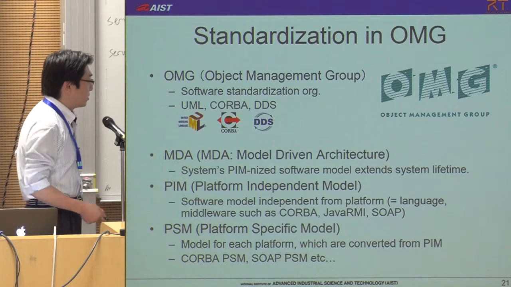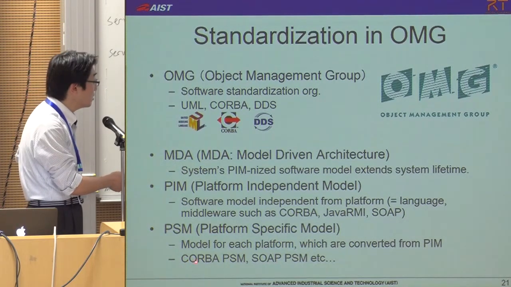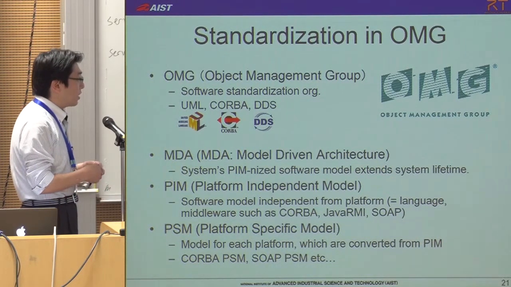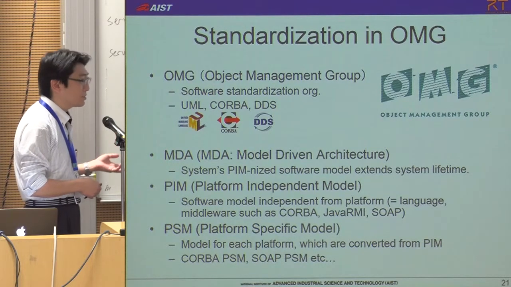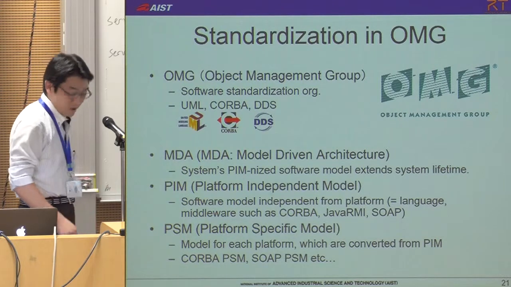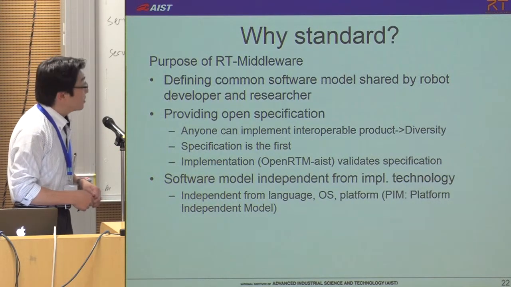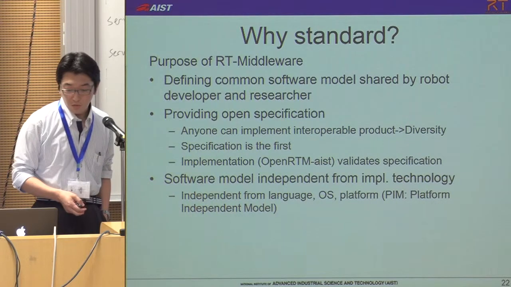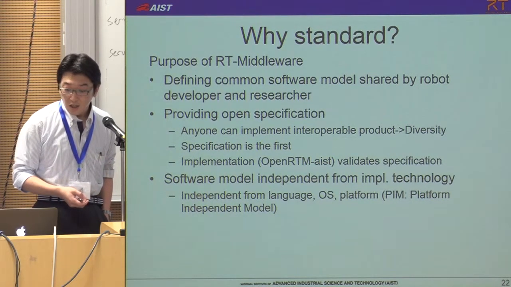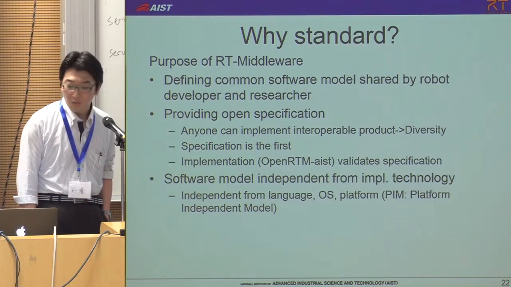And the other model is the platform-specific model. This depends on the specific language or middleware. In OMG, we usually standardize the specification in two parts, PIM and PSM. So why do we need a standard? The purpose of Altimidore is defining a common software model shared by robot developers and researchers, and we want to provide an open specification. Anyone can implement an interoperable product, so it makes a diversity of implementations.